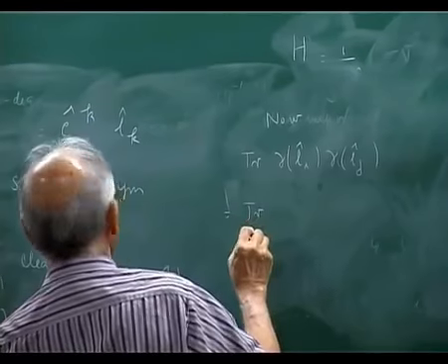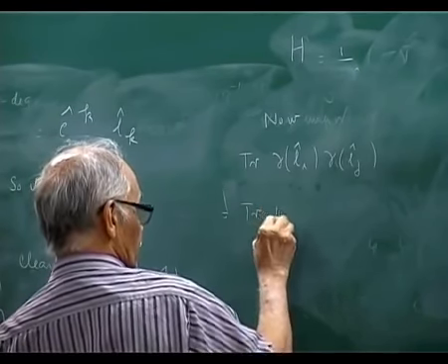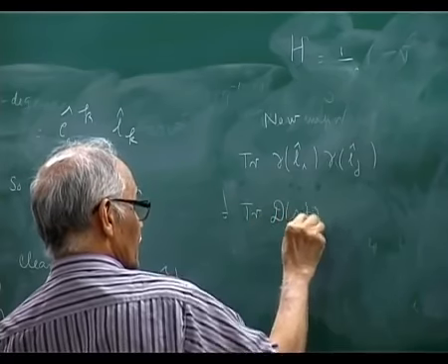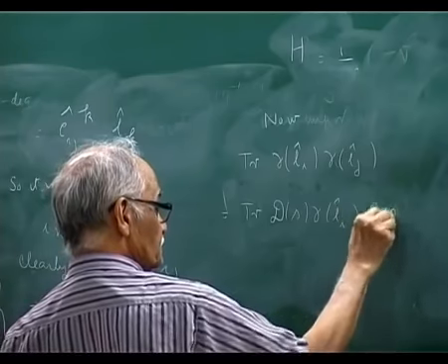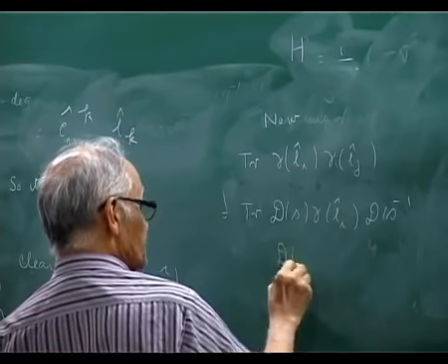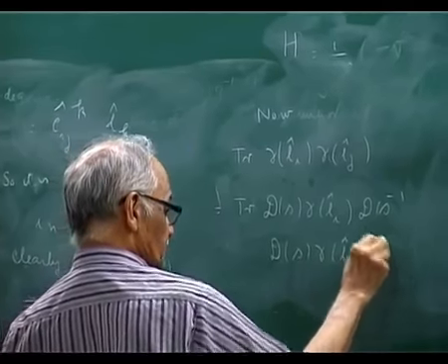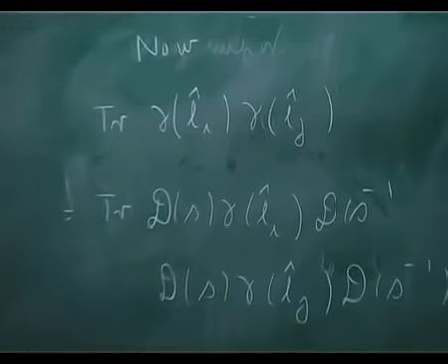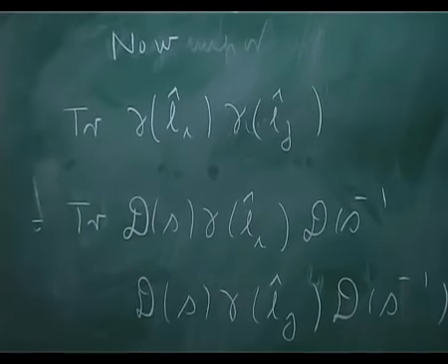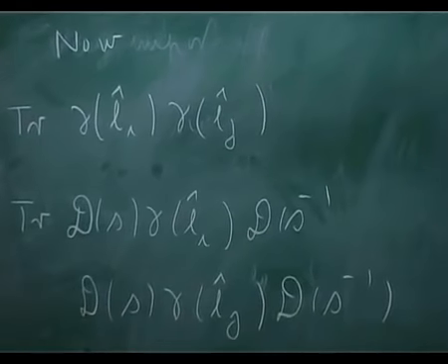Let me call it what I call DFS gamma L hat i, DFS inverse, equals DFS gamma L hat j, DFS inverse, in some representation. Gamma is some representation, this is the exponentiated representation, and this equation is true.